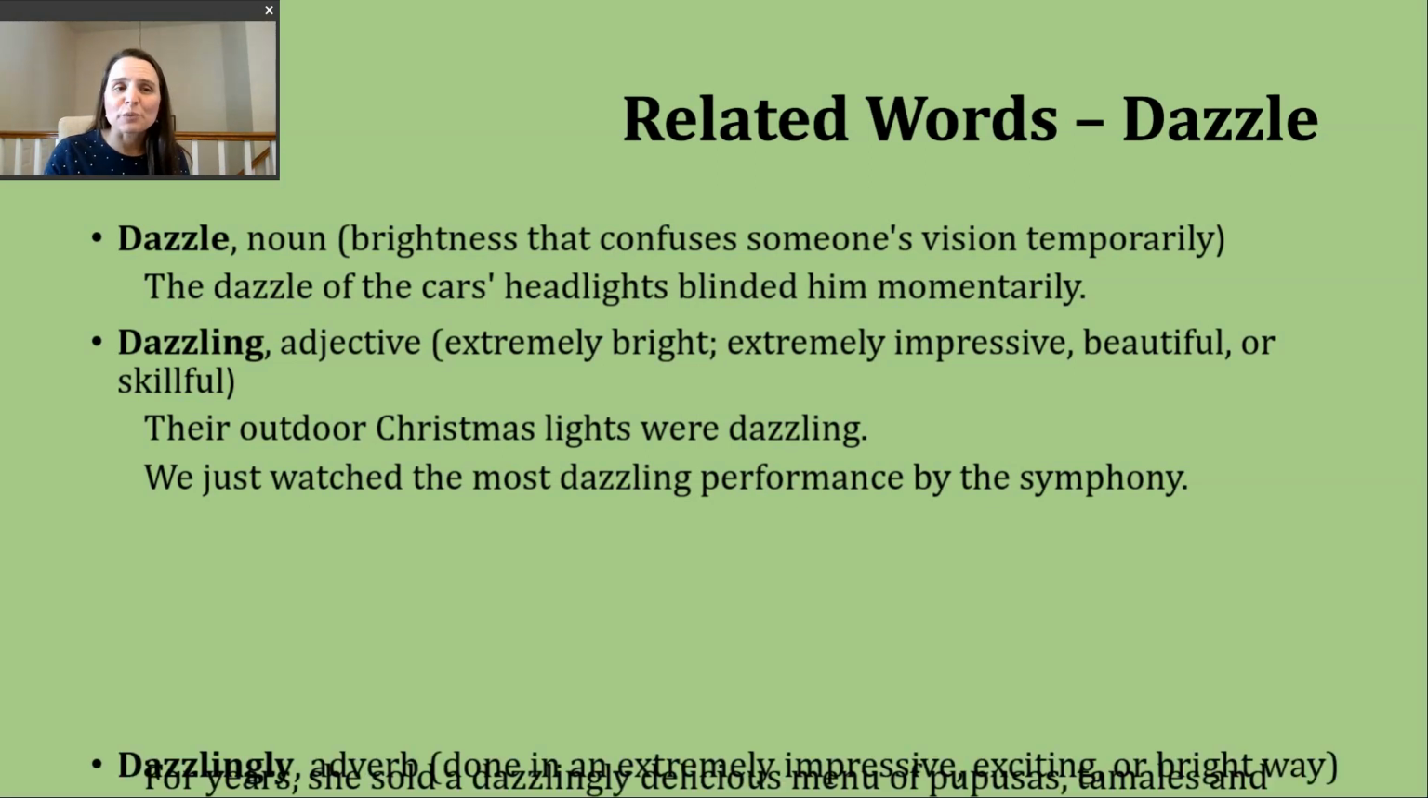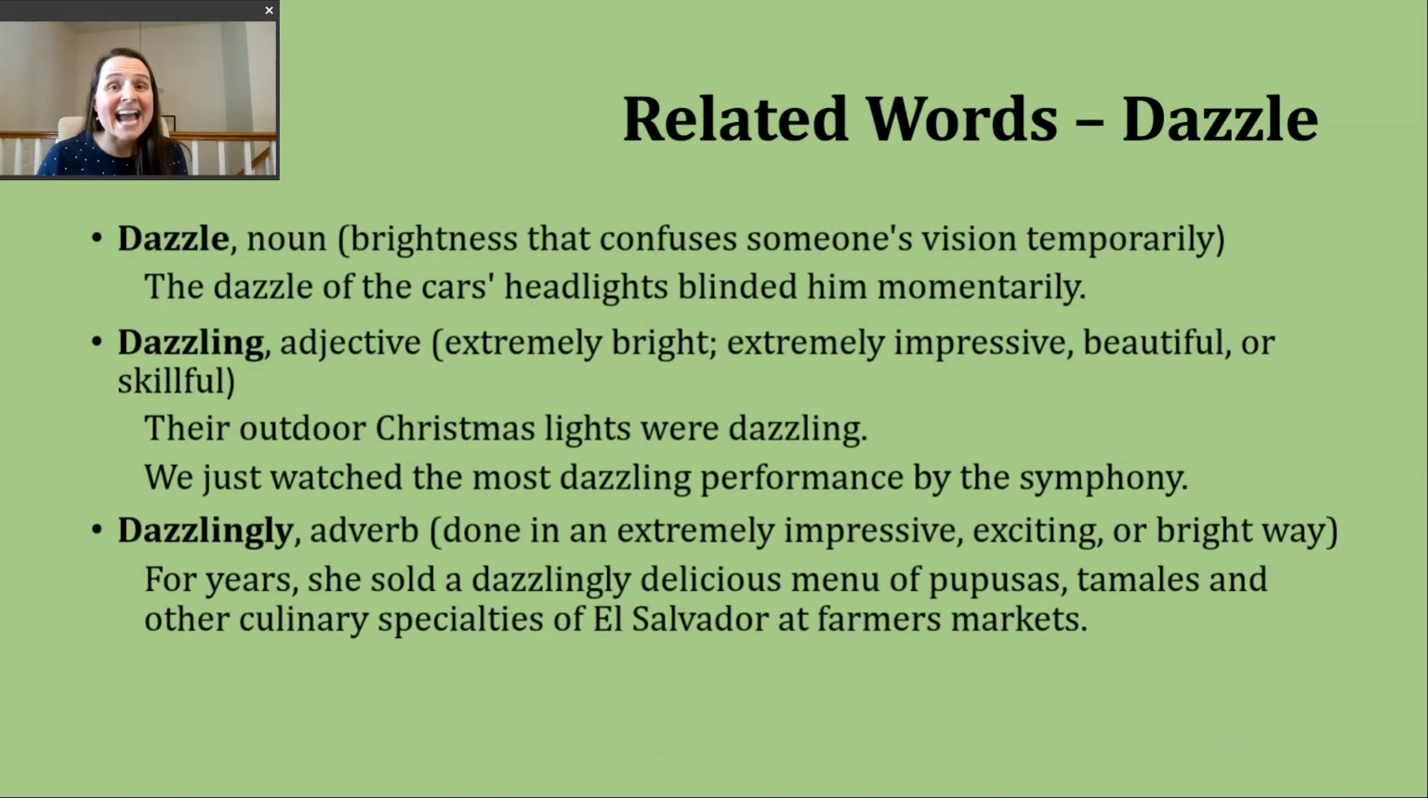The last word we're going to look at is dazzlingly. So here you can see I've added the suffix ly. That should tell us this is an adverb. So we're describing something being done in an extremely impressive, exciting, or even bright way. Okay? So remember, we're going to use adverbs to describe verbs, but they can also describe other adjectives, and that's how it's going to be used in our example sentence here.